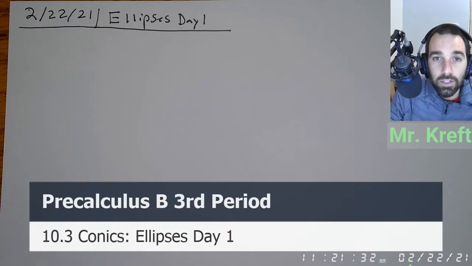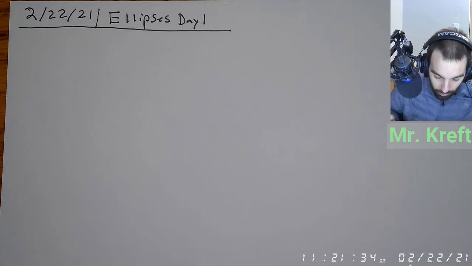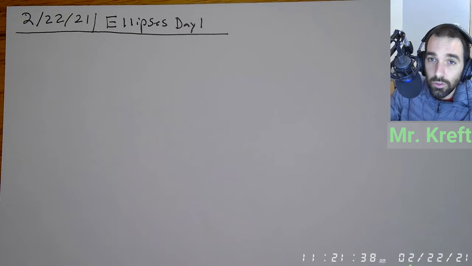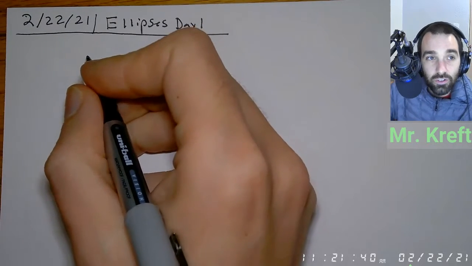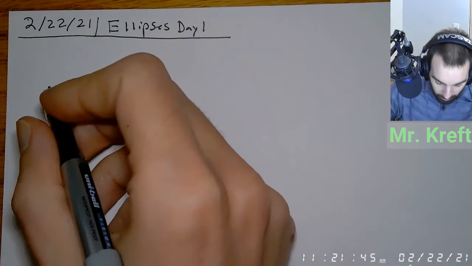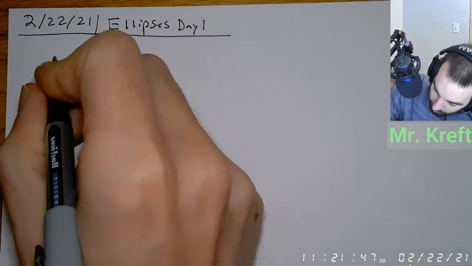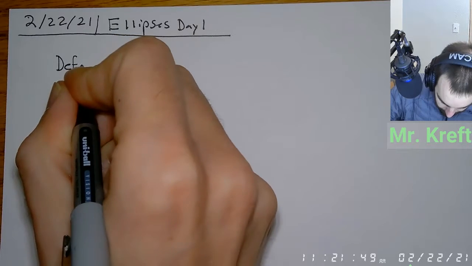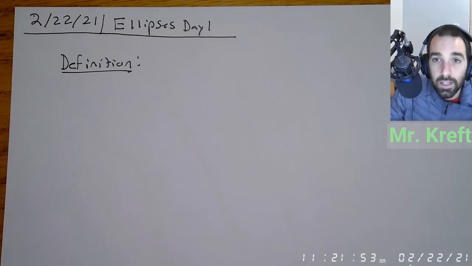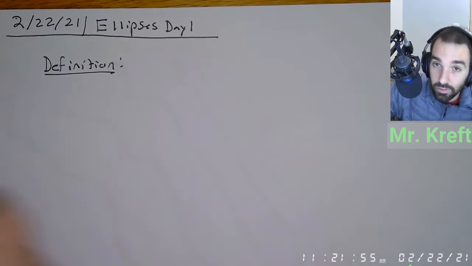We're taking a look at ellipses day 1. Let's first talk about the definition of an ellipse, because it gets a little weird: it turns out that circles are a special ellipse. So let's take a look at the definition. It's really important that we start out with this definition.